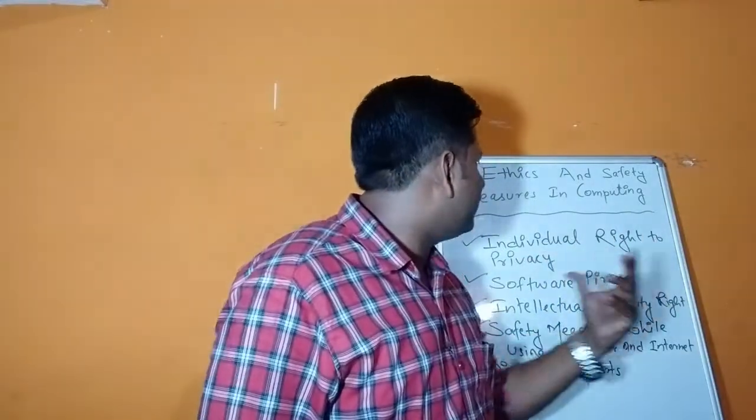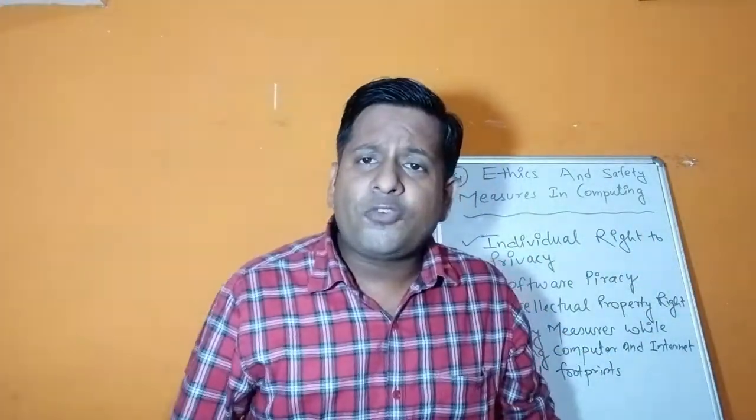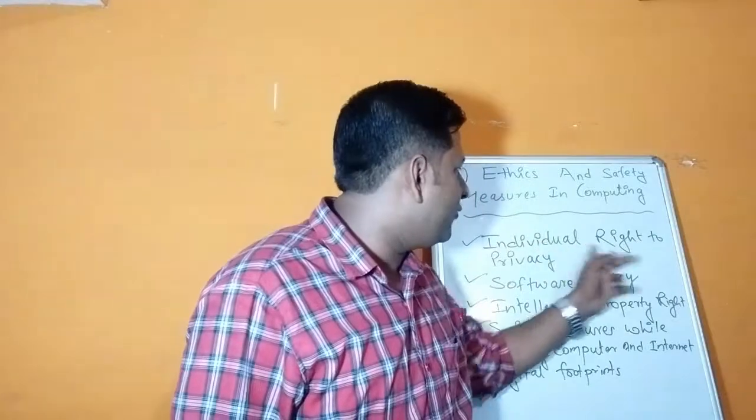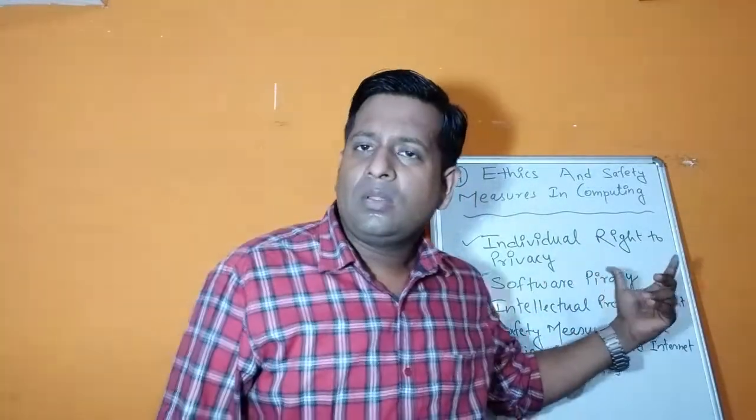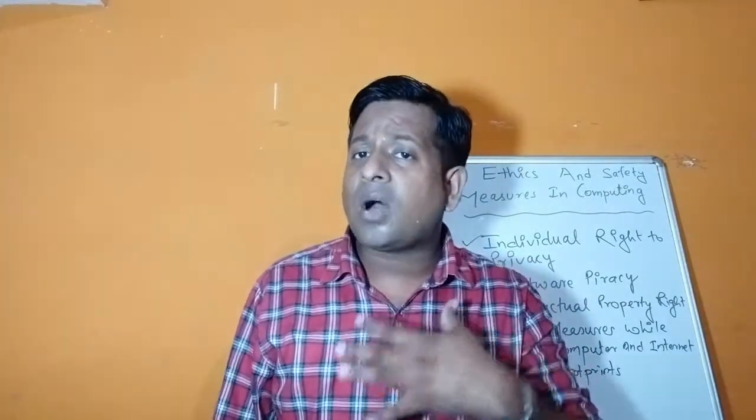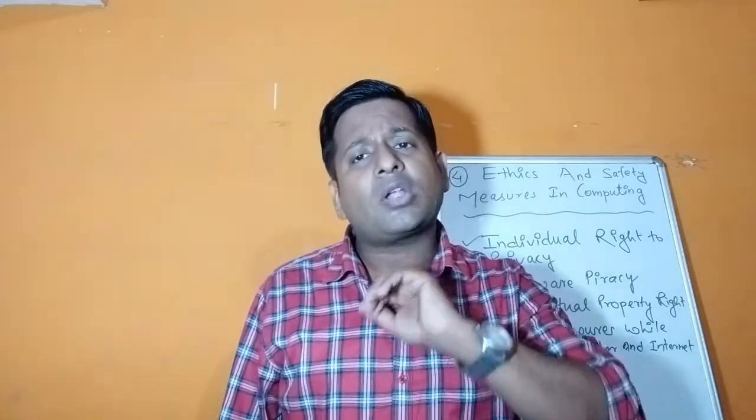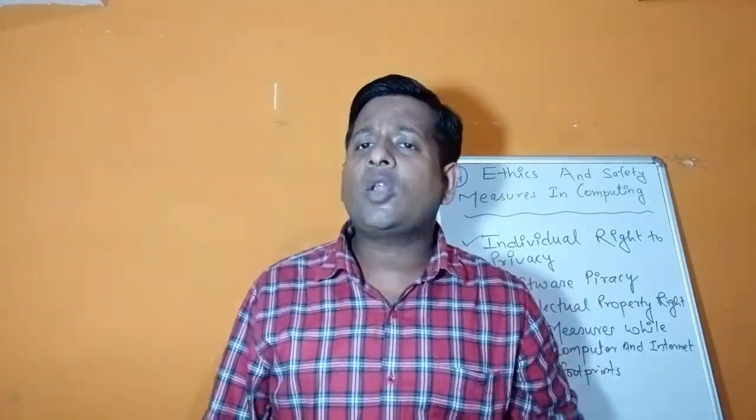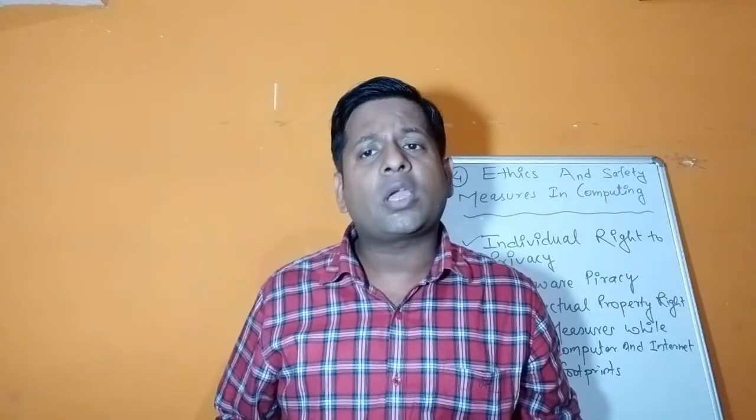So children, in this chapter, ethics and safety measures in computing, the first point is the individual right to privacy. That means whatever private and important things we have, that is our privacy, our part. We should not reveal that. We should not upload that on the internet or any social networking websites.